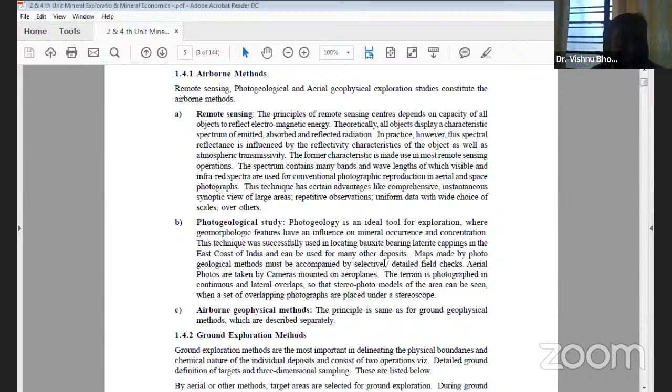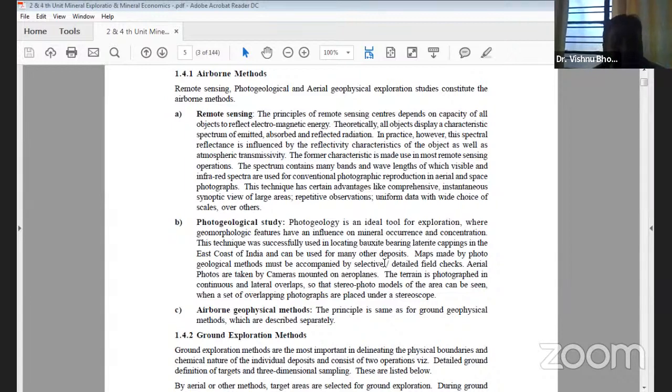And the spectrum contains many bands and wavelengths, of which visible and infrared spectra are used for conventional photographic reproduction in aerial and space photography. This technique has certain advantages, like a comprehensive, instantaneous synoptic view of large areas and the repetitive observations we see.